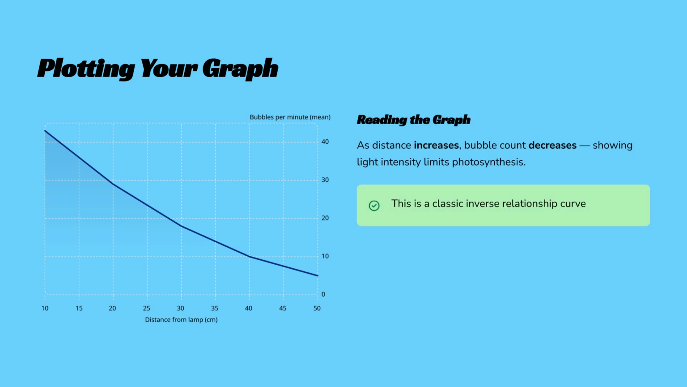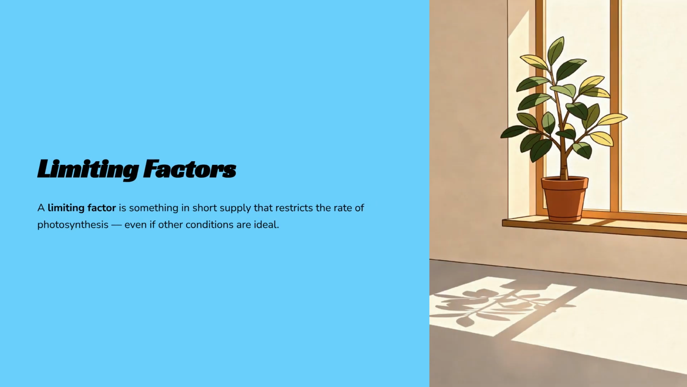Plotting your results reveals an inverse relationship. As distance increases, light intensity drops, and the bubble count decreases. This shows that light intensity limits photosynthesis. Now, let's explore limiting factors. What stops photosynthesis from going faster? A limiting factor is a component in short supply that restricts the rate of photosynthesis, even if other conditions are ideal.